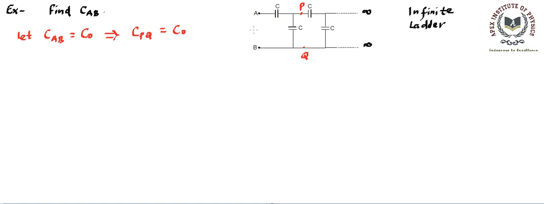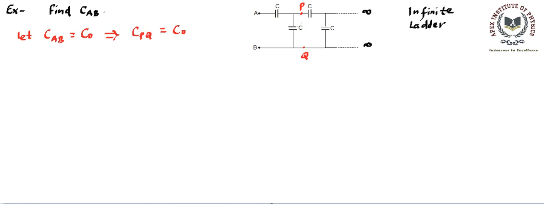What I'm using is, first I assumed that the equivalent capacitance between A and B is C naught. Then we considered P and Q points, just leaving one set that repeats itself, and imagined only the right hand portion across this PQ. Since this network runs up to infinity, it will be almost the same as the original network across A and B.